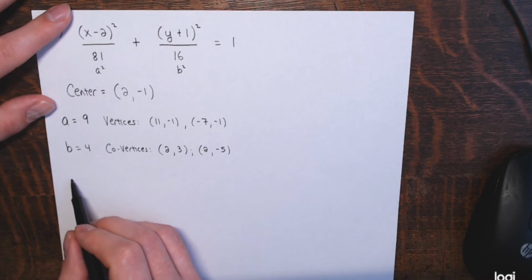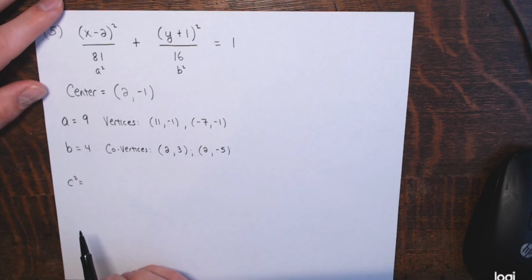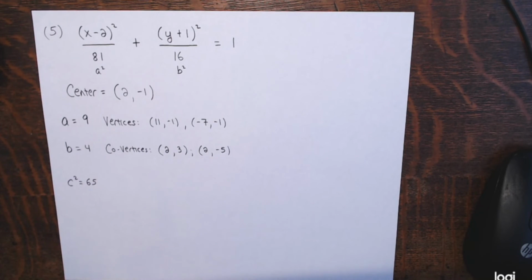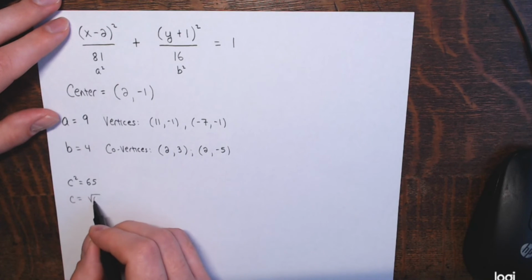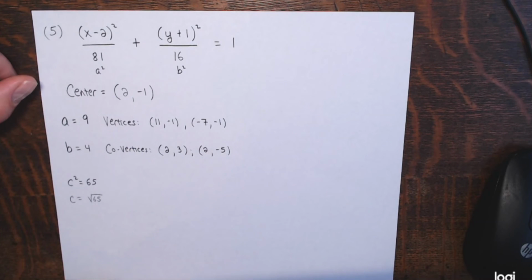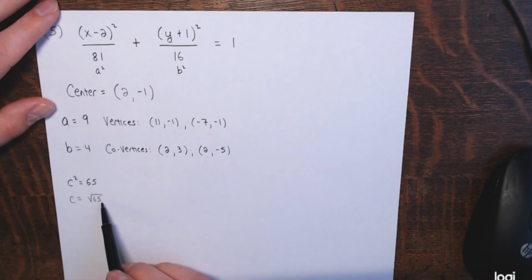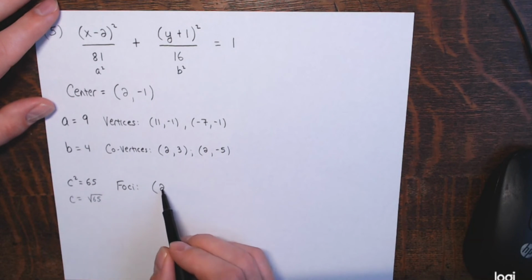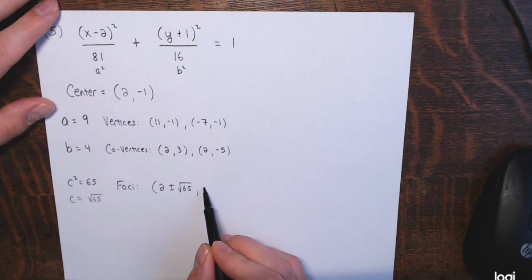And then c squared will be a squared minus b squared, 65. Right, 81 minus 16 would be 65. So c is the square root of 65. Right, something a little more than 8. So the foci are like a little more than 8 units away from the center. And remember, for the vertices, I added to the x-coordinate, so I'm doing the same thing for the foci. Take the center and just add and subtract this value to the x-coordinate. So 2 plus or minus the square root of 65, comma, and then the y-coordinate's the same, negative 1.